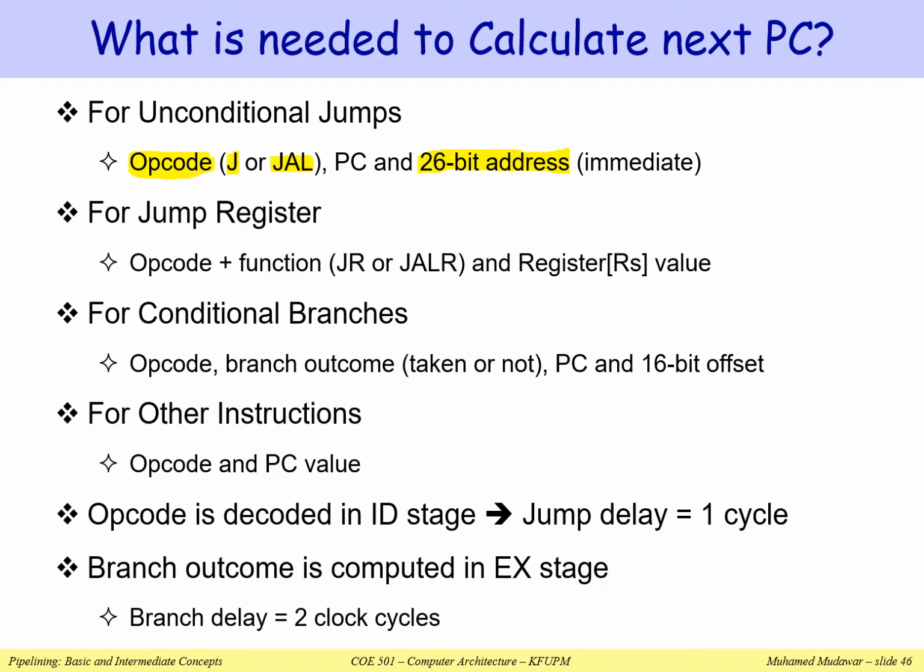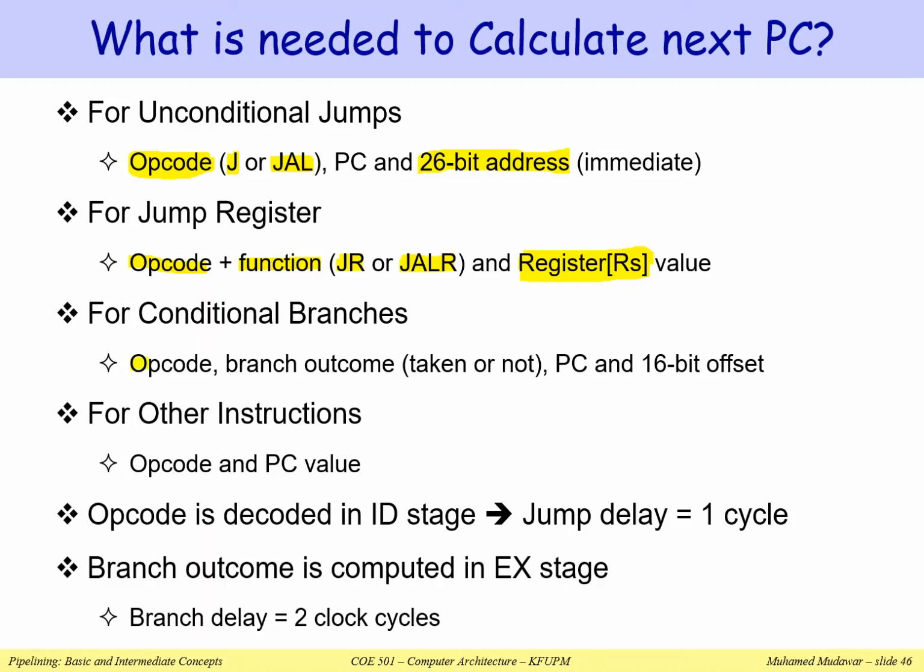Now, if the instruction is a jump register, we can tell this from the opcode and the function code. Then we need the address, which is in register RS. So the address is not an immediate. The address here is the value of register RS. And this is where we need to jump in the case of a jump register. Now we have two instructions, jump register and jump and link register. The difference between the two is that jump and link register is going to save the return address, and you can save it in any destination register RD.